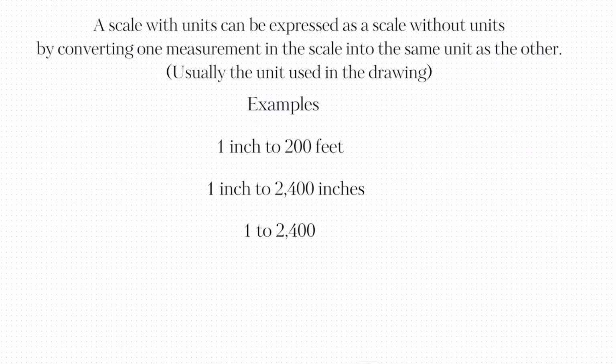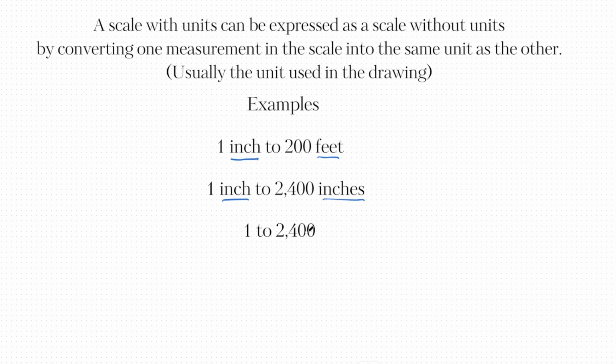A scale with units can be expressed as a scale without units by converting one measurement in the scale into the same unit as the other. So let's talk about this a little bit. Look at this first ratio here. It says 1 inch to 200 feet. Notice that the units are different. This one is inch and this one is feet. But notice down here, it says inch to inches. It's the same unit.